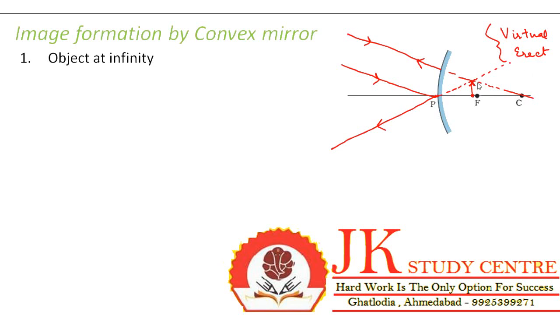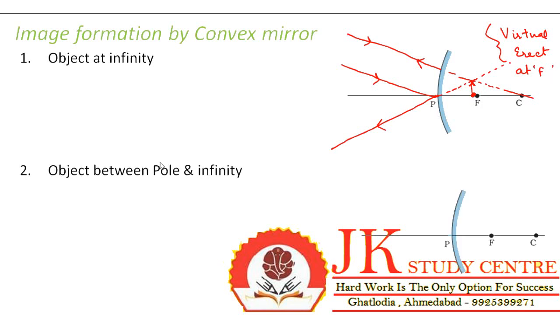See, in these ray diagrams, since I am drawing it free-handed, the locations are not coming at the exact same point. But when you draw it properly with scales and all, you will find that the rays will meet exactly at those points. For example, here it did not meet exactly at focus, but it should meet exactly at focus. So here also the image will be formed at focus, right? And the size of the image is obviously diminished.